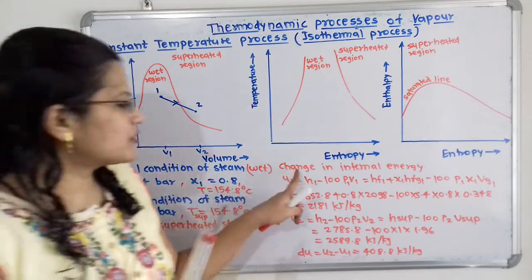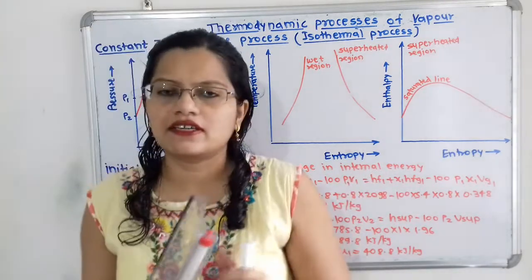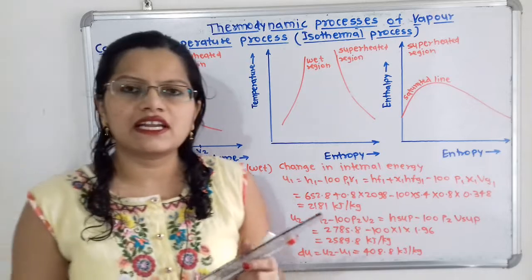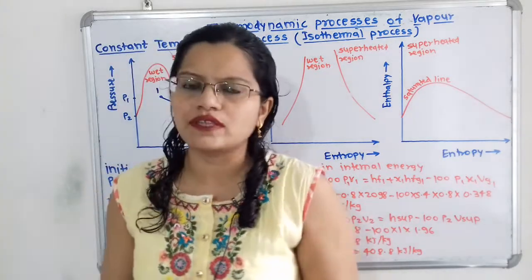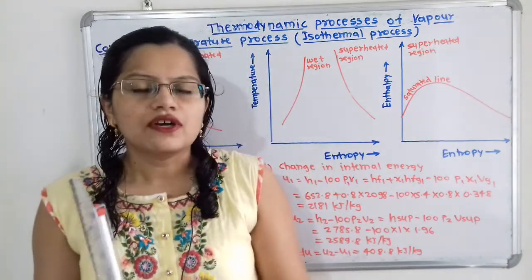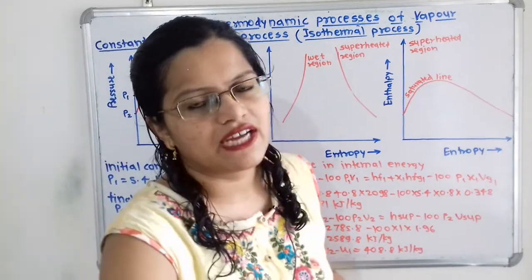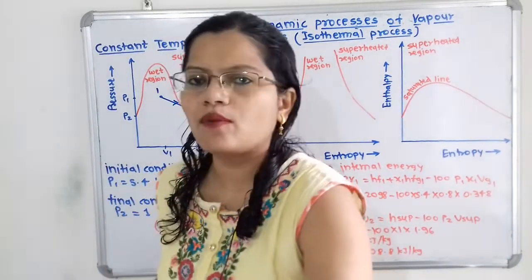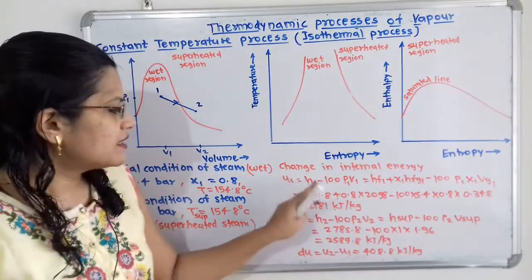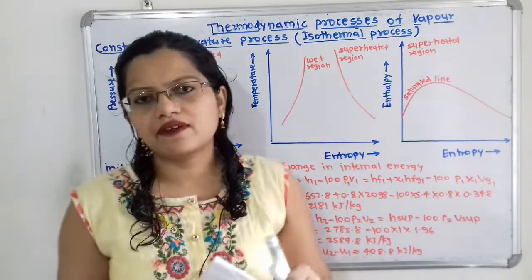Now we will move to the next, that is the change in internal energy. So change in internal energy, that is U2 minus U1, that we have to find out. So what is the value of U1? How to calculate the internal energy at point 1? So there is the common formula, that is H1 minus 100 P1 V1.